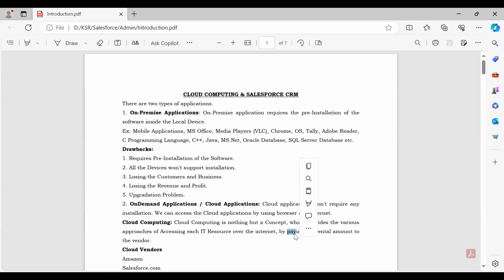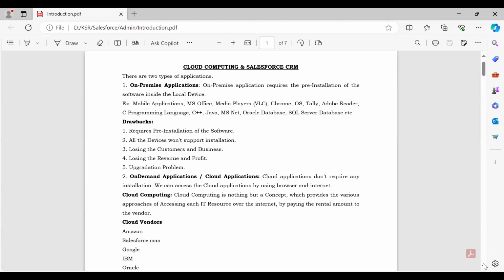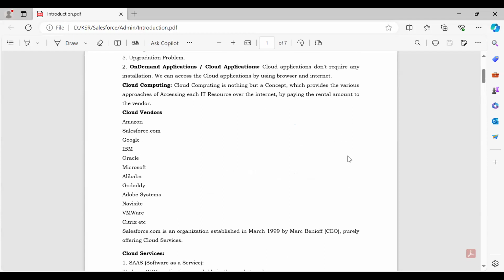In the same way here also, just by paying some rental amount to the vendor, we can access these cloud applications over the browser and internet. You don't need to invest lakhs or millions of rupees. Just by paying some rental amount to the vendor, we can access these cloud applications. Okay. Now, who are the various cloud vendors?